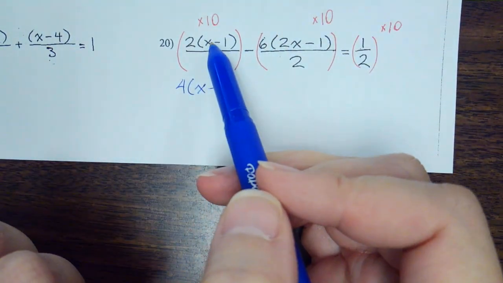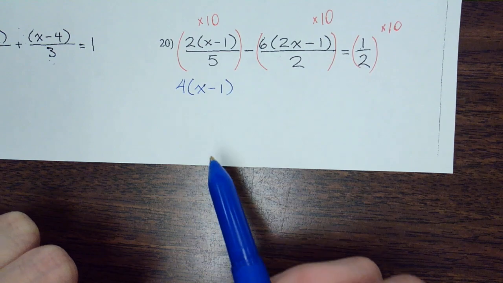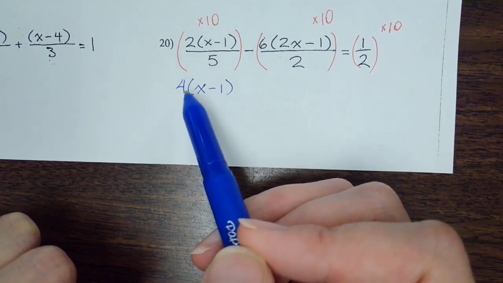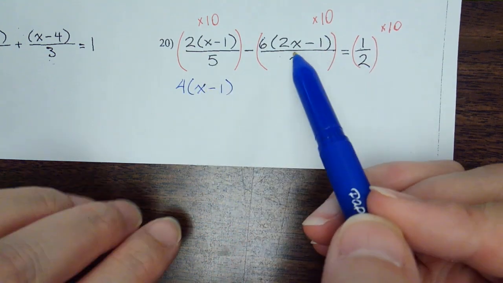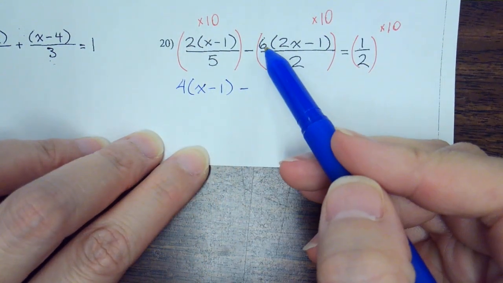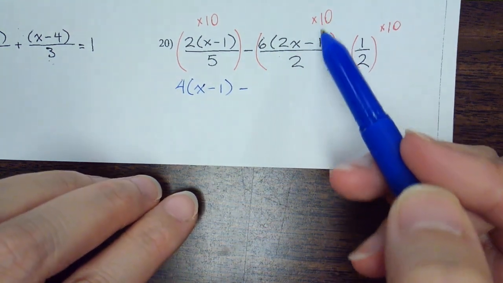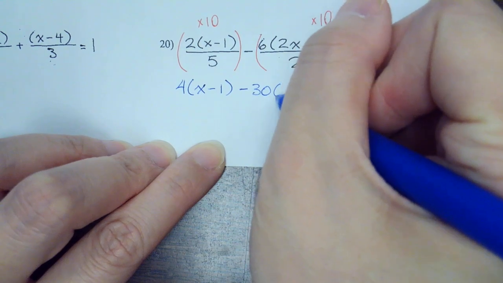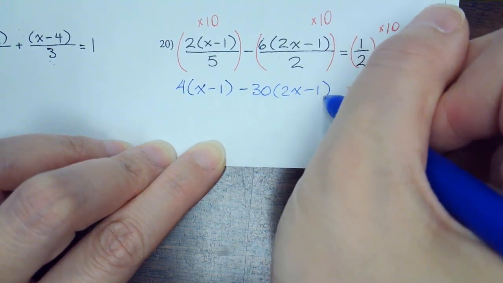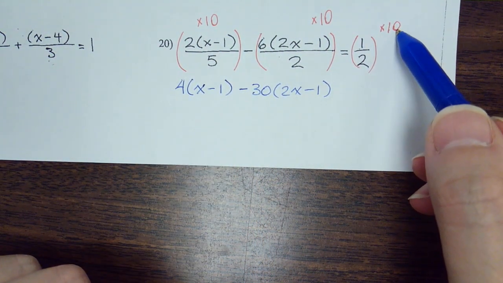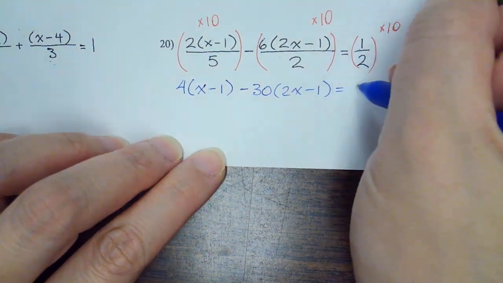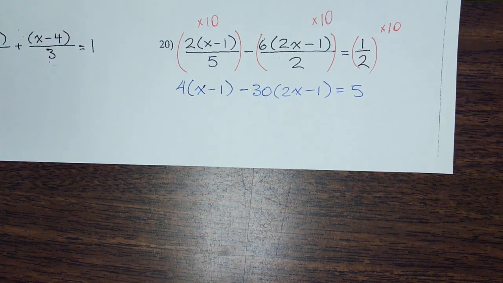And then bracket x minus 1. Because I simplified it, the 2 and the 5 with the 10. Right? 2 times 10 divided by 5, I get the 4 times the bracket. Minus 6 times 10 divided by 2, 30. Yeah. So 30 times the bracket. And then 1 times 10 divided by 2. Yeah. So equal 5. There you go. One step, no more fraction.